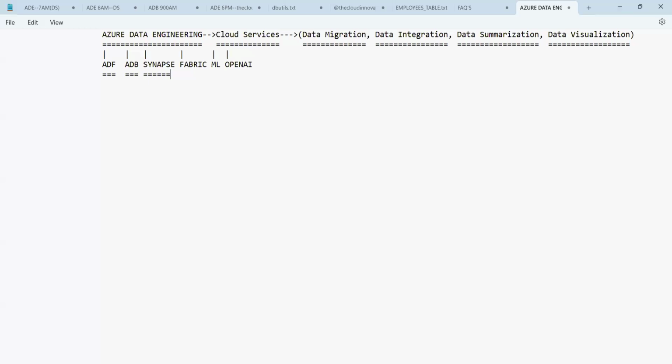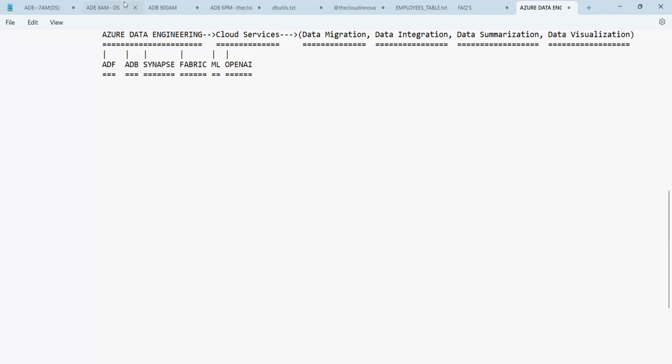So that is ADF, ADB, then we have Synapse, and then we have machine learning as well as OpenAI. These are the services included in Azure data engineering, which is a bunch of cloud services. And these are the tasks we have: data migration, data integration, data summarization, and data visualization.